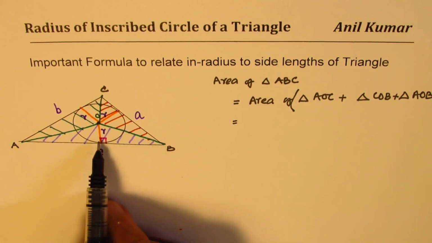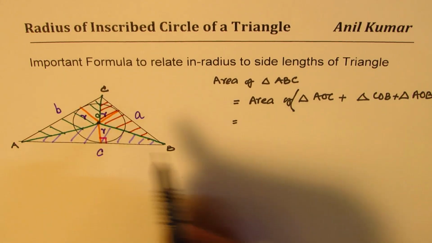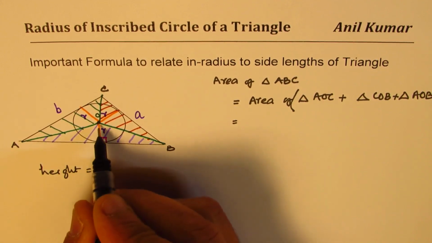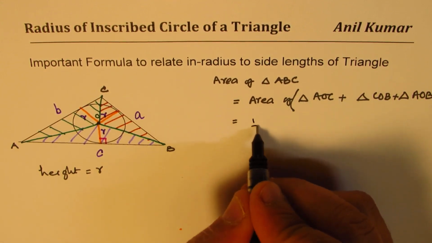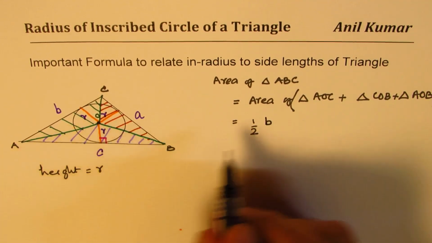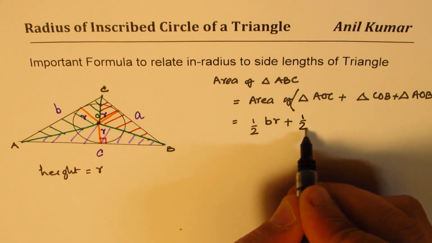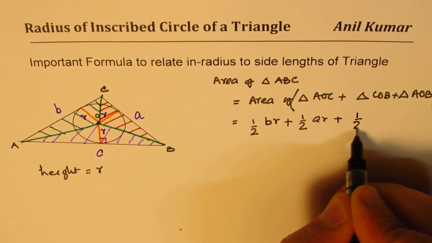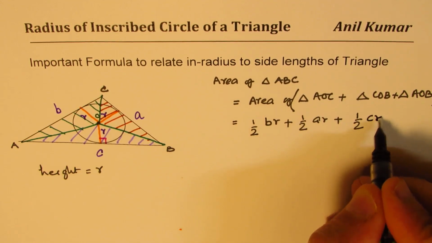Half of this side times height. The area of the other triangle will be half of the other side times height. Now in all the three cases, height is what? R, right? That is the height. So we can write down these areas as half of: area of triangle AOC will be B times R, plus COB will be half times A times R, plus the triangle AOB, it will be side C times R.